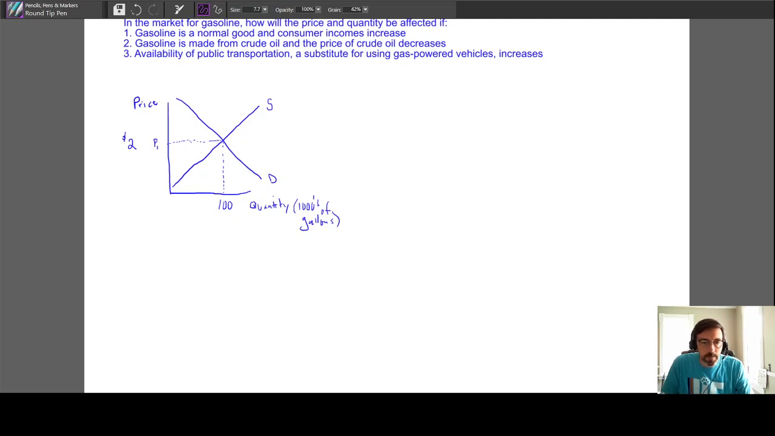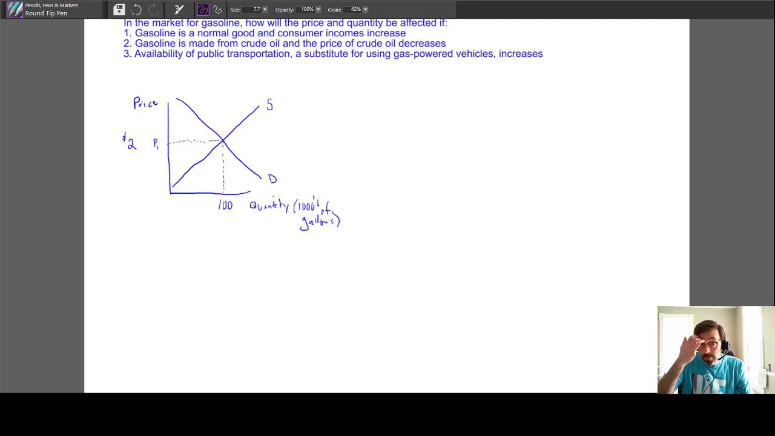Okay, let's try question number 1 then. Gasoline is a normal good and consumer incomes increase. So let's unpack that a little bit. A normal good is a good that people buy more of when their incomes go up, and when their incomes fall, they buy less of those goods. So in this case, it's a normal good, so people are going to buy more of it if their incomes increase, and it says right here, consumer incomes increase. So there's an increase in income. Gasoline's normal. That means there's going to be an increase in how much people buy.